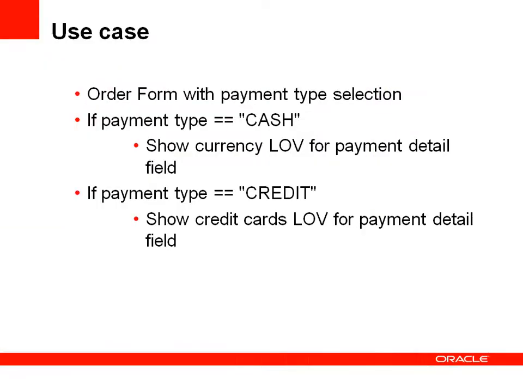The use case we are implementing in this little session is where we have an order form, and this order form has two different values for the payment type. One is cash, the other is credit. If a user decides to pay cash, then the list of value that populates a payment detail field will list all the currencies that we're supporting. If the payment type is selected to be credit, then the same list of value would list all the credit card companies that we're working with.